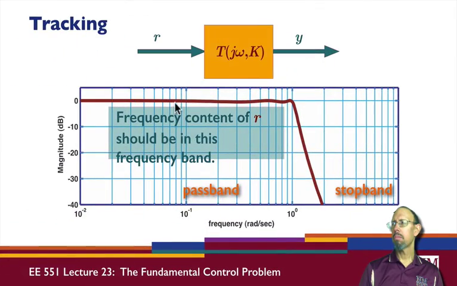So in a graphical form, we can think of it this way. If this is the transfer function response of our system, then the frequency content of R should be in this band, which is often referred to as the pass band. And we actually want our system to have a nice roll-off so that the transfer function is very small in the stop band.